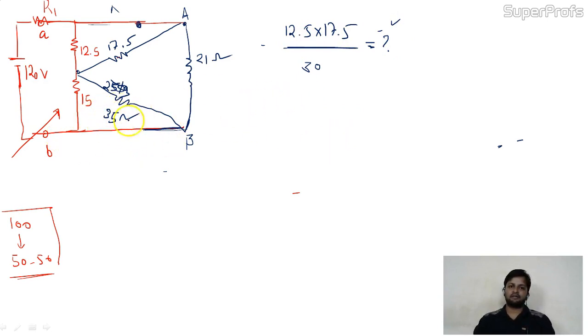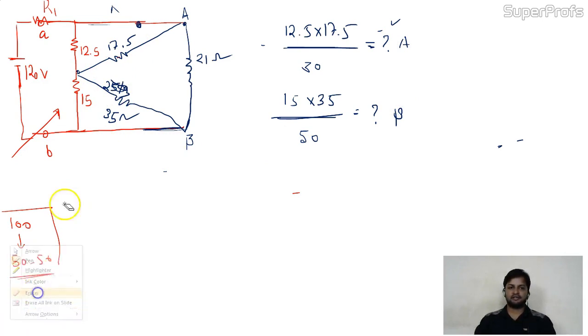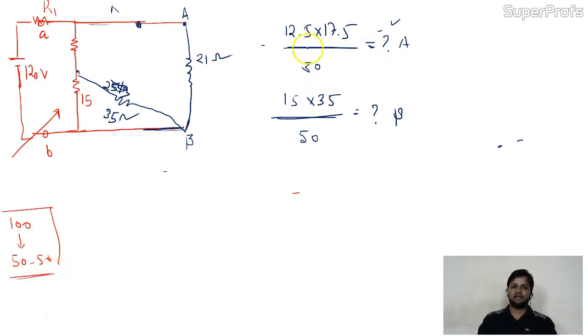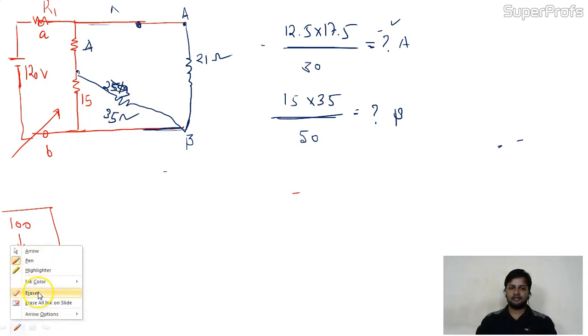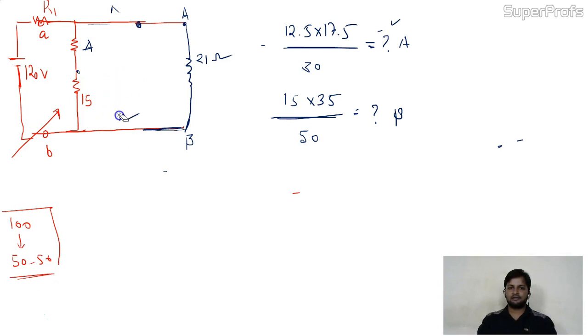Now what about this? This will be 15 into 35 divided by the summation, and that is 50. Is it okay? This is also a value. This is A, this is B. So I can replace these two with a single branch, and the value of this branch is A. Now this other combination is also resolved into one branch, and the result of that branch is B.